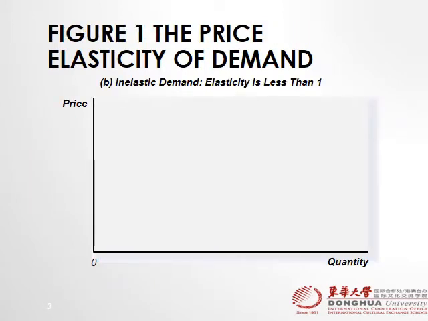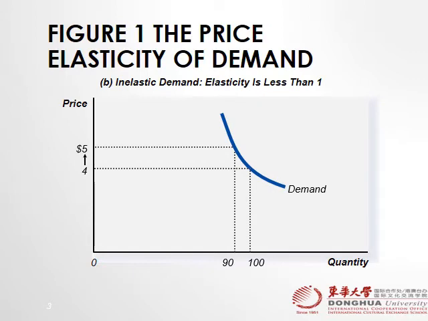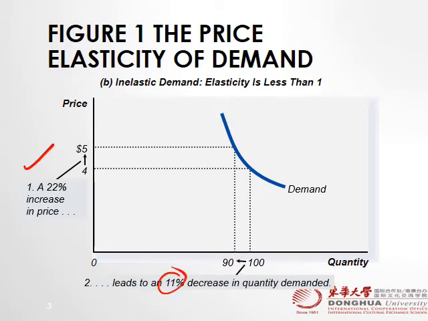For inelastic demand, now find out the percentage change. The price change is 22%, and the quantity demanded change is 11%. So a big change in price causes a small change in quantity demanded. If you divide it, the answer would definitely be less than 1. How? Because 11% divided by 22% is less than 1. And you can bluntly say that this demand curve is less elastic.